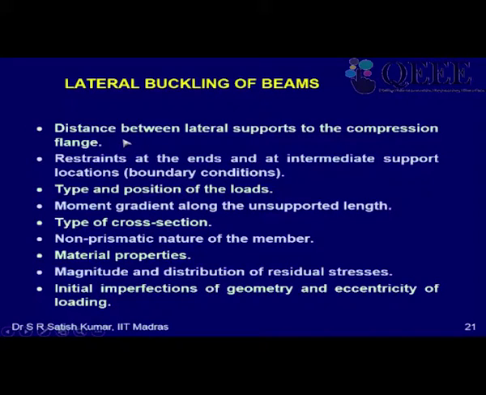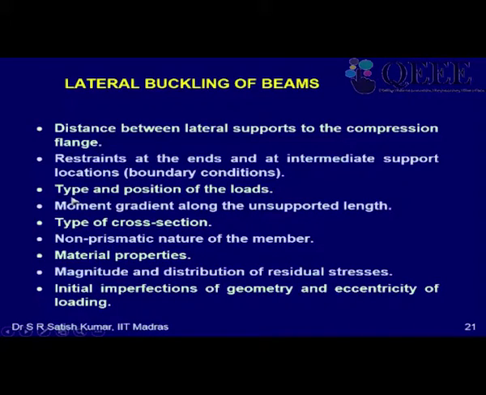Okay, now what are the other factors which affect lateral torsional buckling? The first is, similar to columns, you know that column buckling is affected by the effective length, right? So in this case, the effective length is the distance between the lateral supports to the compression flange, because that is what is buckling. So that is my effective length for lateral torsional buckling. And the effective length also depends on the restraints at the ends and at intermediate support locations, or the boundary conditions. So that is one more thing.